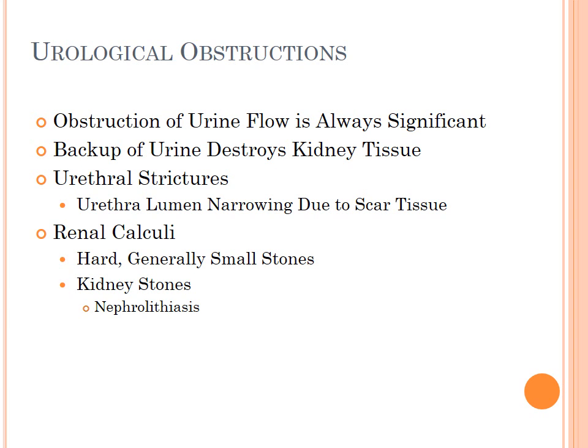All right, the next thing we'll talk about is urologic obstructions. When there's a blockage somewhere, you could have obstruction of urine flow, which is always going to be a problem, because when urine backs up, it can destroy the kidney tissue. It could be because of strictures in the urethra, possibly from scarring from procedures, from catheterization or cystoscopies or something. Or it could be renal calculi, which are the kidney stones.